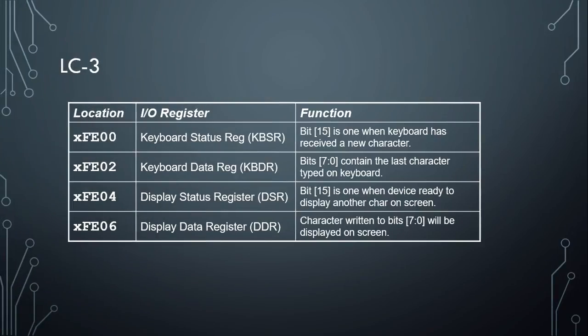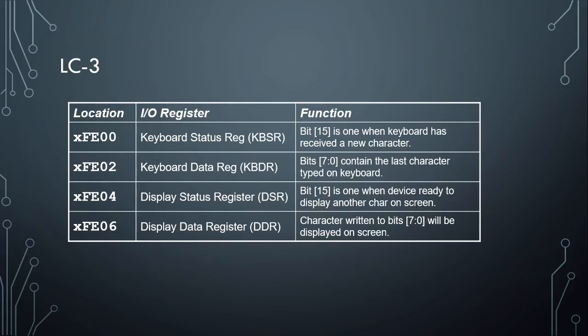All right, with the LC3, we have a couple different I/O registers here, and you can see some sample ones. In this first one, it says bit 15 is one when the keyboard received a new character. With the second one, the keyboard data register, bits 7 to 0 contain the last character typed on the keyboard. With the display status register, bit 15 is 1 when the device is ready to display another character on the screen. And with the display data register, the character written to bits 7 to 0 will be displayed on the screen.